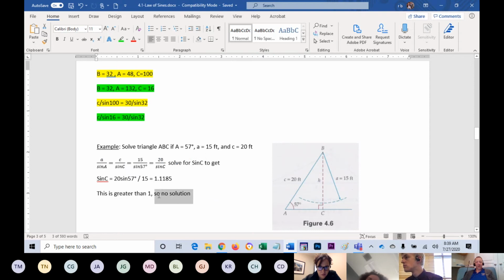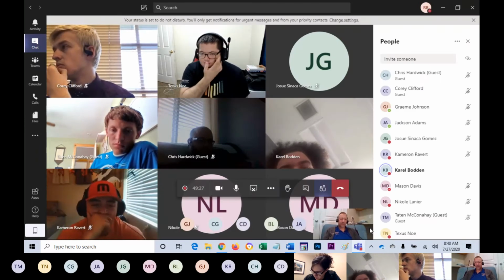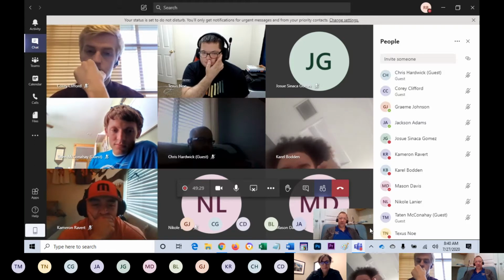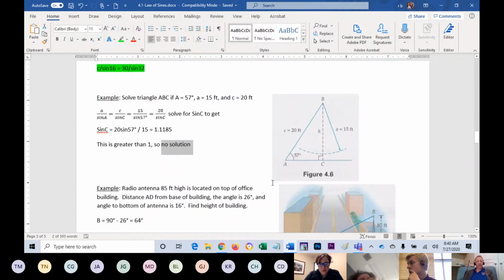So even if you don't have this nice little picture, if you get the sine of C equals a value that's greater than 1, you're going to know that there's no solution, and that basically this side is too short. Does that make sense? It's hard when I can't see you guys. Okay, hopefully it makes sense.